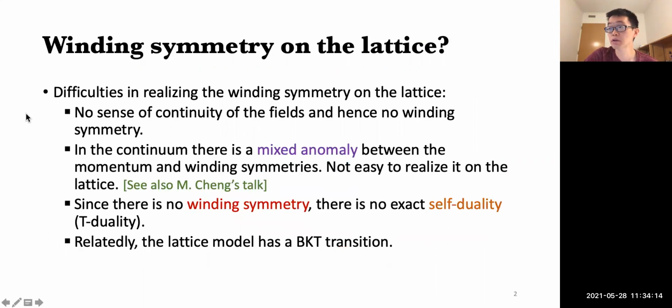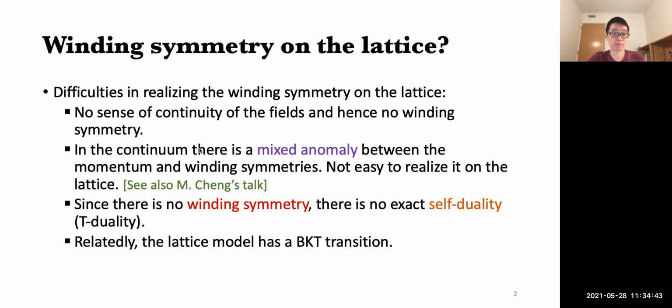All right, so can we do that? There are several difficulties in realizing the winding symmetry on the lattice. First, the winding symmetry in the continuum measures how many times the field phi wraps around as you go along a circle in space. And it really relies on the continuity of the fields. But there's no sense of continuity of the fields on the lattice, and hence naively, there's no winding symmetry.